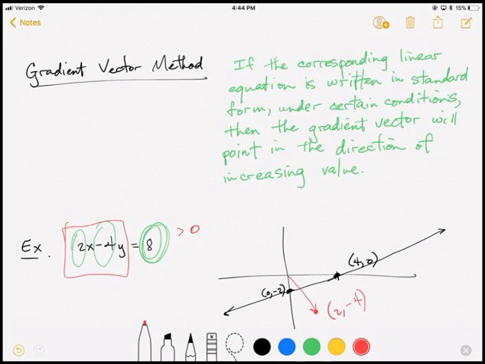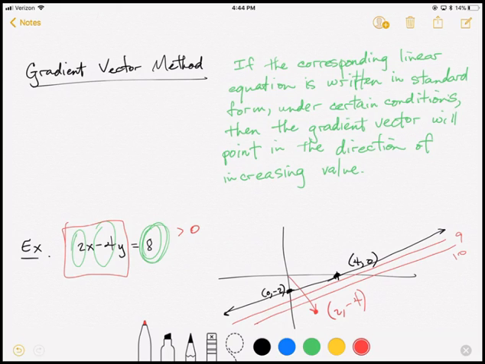Now, if you are in the direction of the gradient vector, on the right-hand side of that line, then those values are going to be larger. So if I draw a line here, the value of that expression is going to be larger, maybe 9. And if I draw another line here, it's still to the right, maybe that value is 10, but it's also going to be greater than the previous line I drew. So in that direction, the values are going to be increasing.